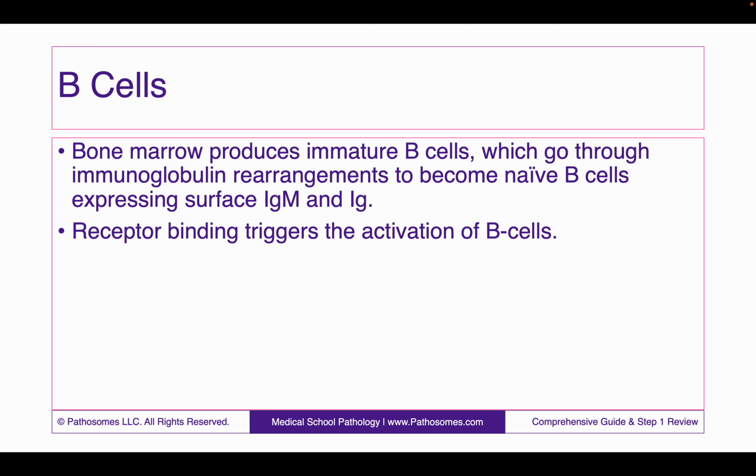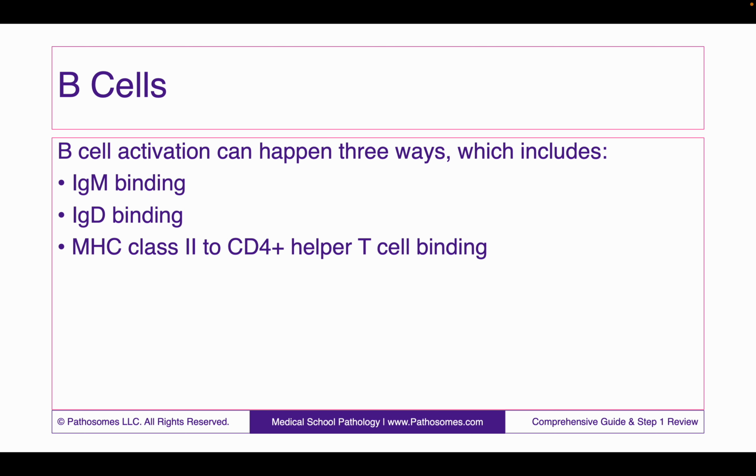Let's talk about the B cells. Bone marrow produces immature B cells, which go through immunoglobulin rearrangements to become naive B cells expressing surface IgM and IgG. Receptor binding triggers the activation of B cells. B cell activation can happen three ways, which includes IgM binding, IgD binding, or MHC class 2 to CD4 positive helper T cell binding.